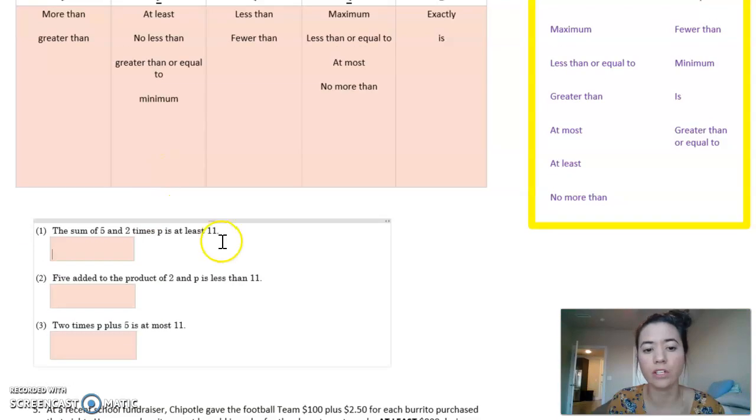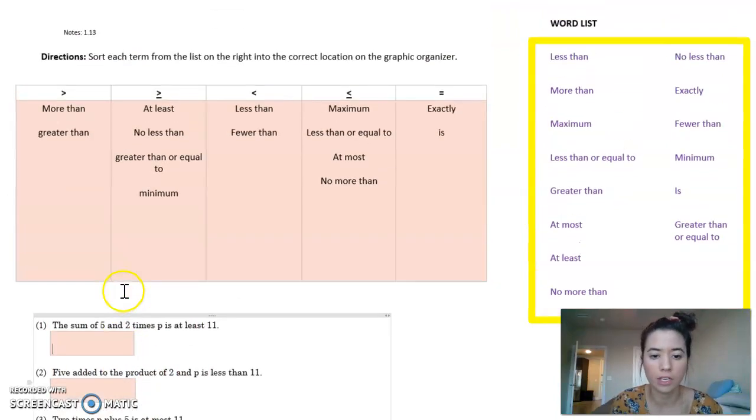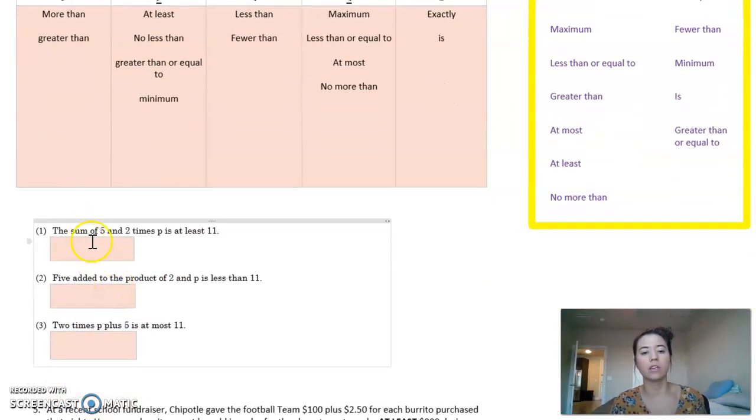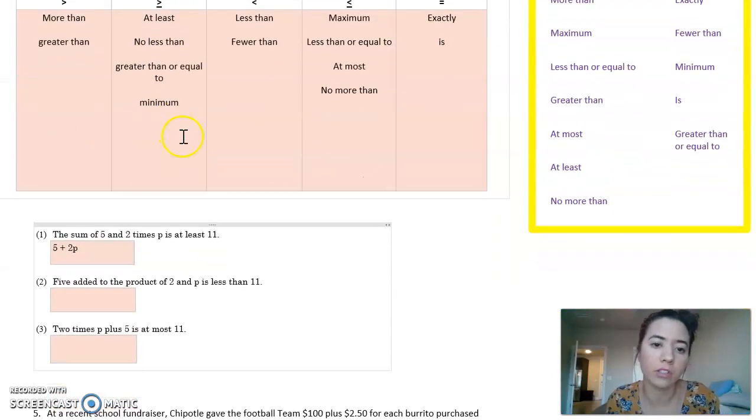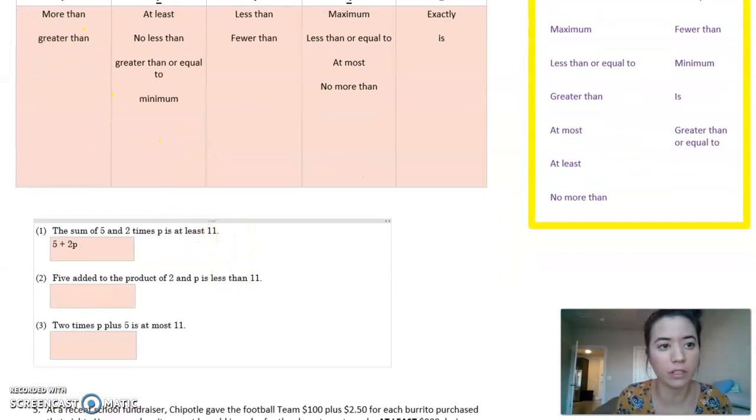Okay, so we have three little itty-bitty problems here to practice and get us in the swing of things. So we have the sum of 5 and 2 times p is at least 11. So I know the sum means to add. So I have the sum of 5 plus 2 times p is at least 11. At least is going to be this sign right here. So we have the greater than or equal to sign.